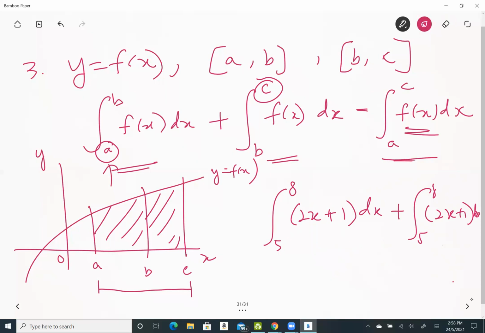So how do you do it? That will be equal to 5, 8. Wrong. It shouldn't be 5 to 8. This one needs to be something else. This one should be another interval. This one should be from, say, 8 to 15. Okay? So that will be equal to the integral from 5 to 15 of 2x plus 1 dx.